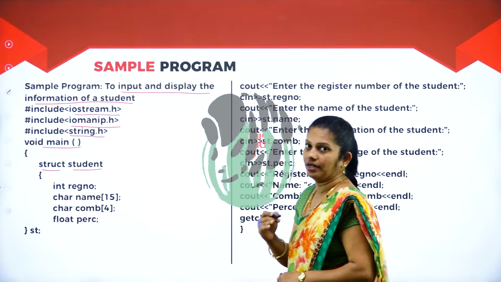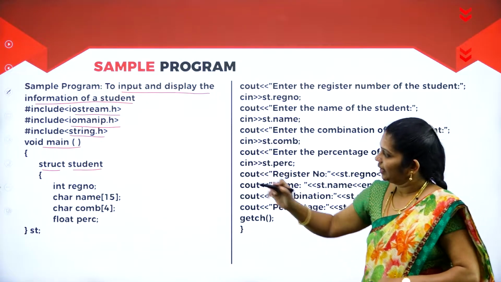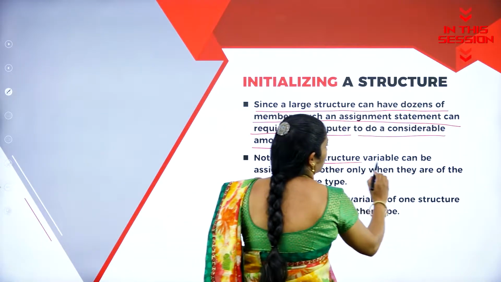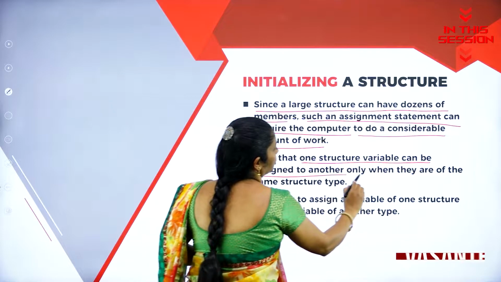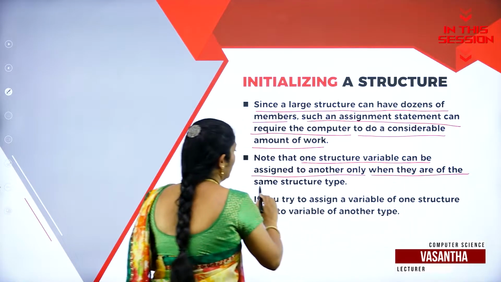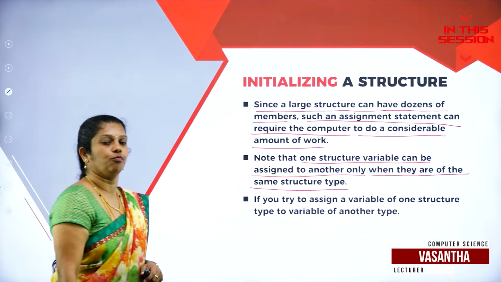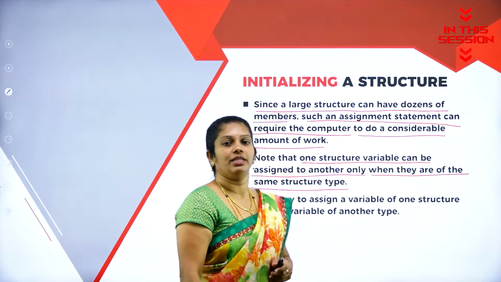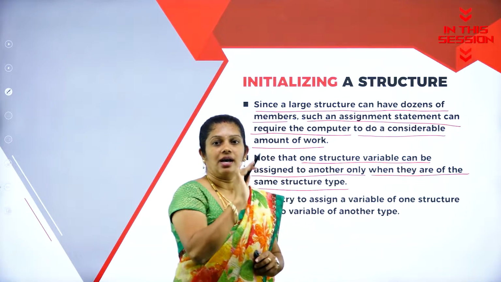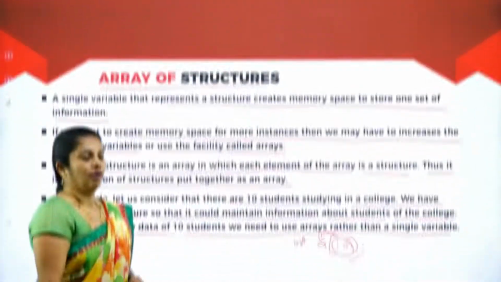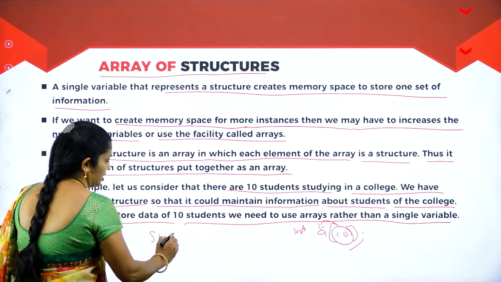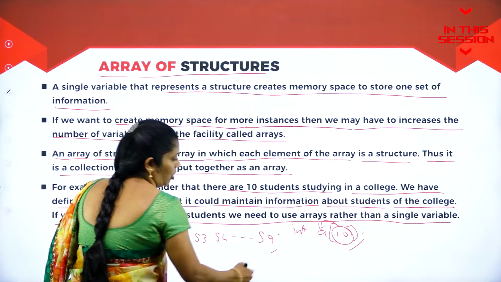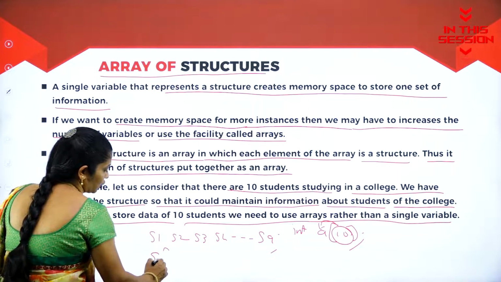struct is the keyword to declare the structure we need. Here the structure name we have given is student. One structure variable can be assigned to another only when they are of the same type of structure. If both have the same data type of members, then only can we assign; otherwise assignment is not possible. Whereas S1, S2, S3, S4 up to S9, in this place only one time I can write S of 10.